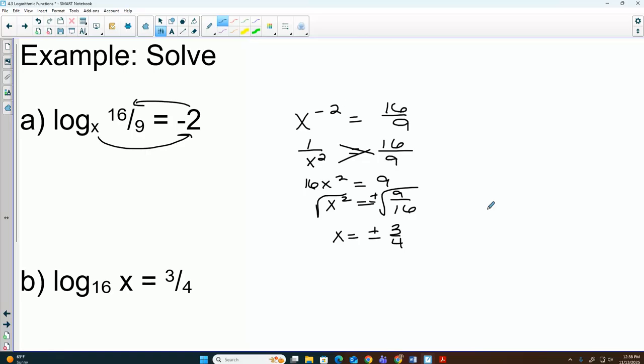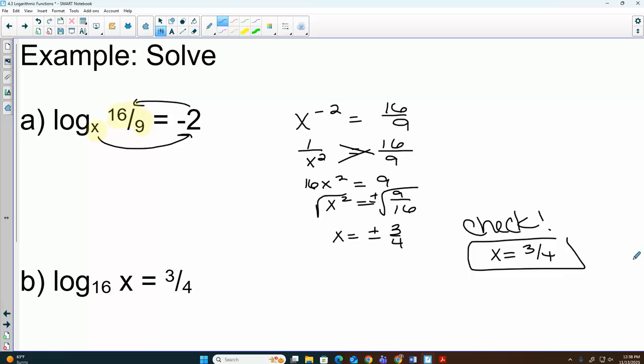Remember, we check. I don't want you to just automatically assume that x can only be a positive number, because I could very easily have had the opposite of x as my base here. So you always have to look back in the context of this problem. 16 over 9 is positive no matter what, but my base also has to be positive. So 3/4 is the only answer that will work here.